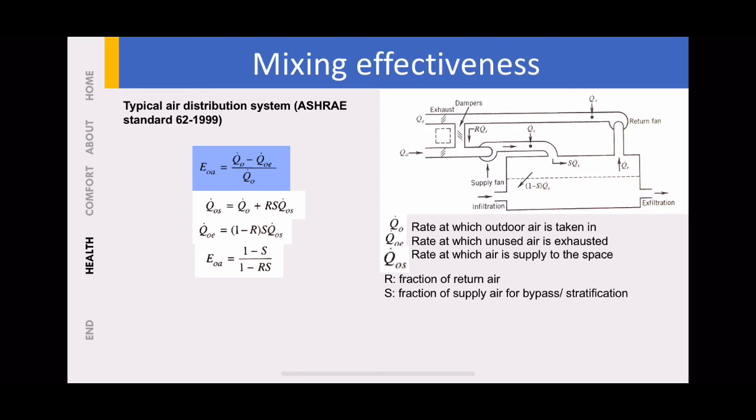Alright, sometimes you can use mixing effectiveness to reduce the risk of sick building syndrome. So you have this equation as well. EOA equals QO minus QOE divided by QO. QO is the rate at which the outdoor air is taken. QOE is the rate of unused air which is exhausted. QOS is the air supplied to the space. R is the fraction of return air, and S is the fraction of the bypass or supply air.